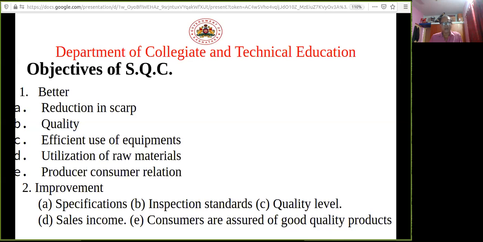And the fourth point is utilization of the raw material, because when the raw material comes, before it goes to the manufacturing processes, an inspection takes place. That's why they are using better quality raw materials. And because of all these four points, there will be a producer and consumer relationship. And the second point: there is improvement in the specification, improvement in the inspection standard, improvement in the quality level, and improvement in the sales. And there is an improvement between the consumers and the goods quality.